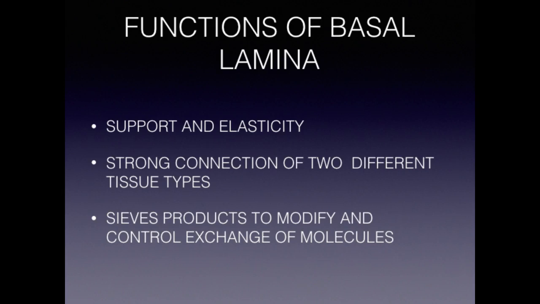The main functions of the basal lamina is to provide support and elasticity to the tissues. It creates a strong connection between the basal cell layer of epithelial cells and the underlying connective tissues. It acts as a sieve to filter and modify and control the size of molecules that can pass through. It has some important functions.